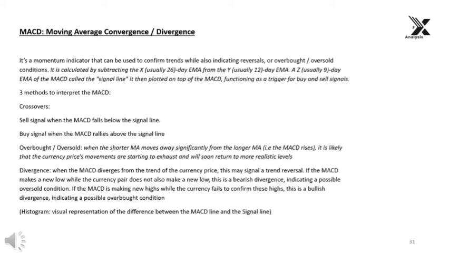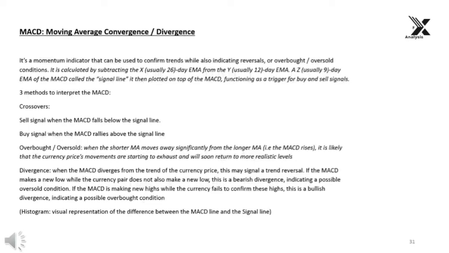It is calculated by subtracting the X period of time EMA from the Y period of time EMA. Z, usually 9, EMA of the MACD is called the signal line. It is then plotted on top of the MACD, functioning as a trigger for buy and sell signals. 3 methods to interpret the MACD.